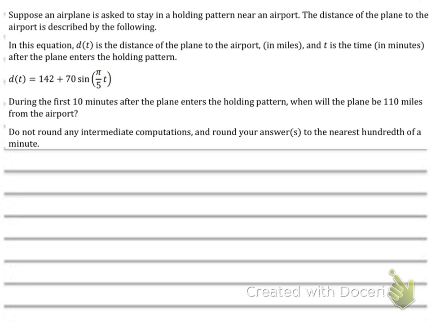So here we have an airplane, and it's in a holding pattern near an airport. We say, when will the plane be 110 miles from the airport? So if I'm going to write the function here, I'm going to have 110 is 142 plus 70 times the sine of pi over 5t. So that's what we're going to be starting with. And then it says during the first 10 minutes.